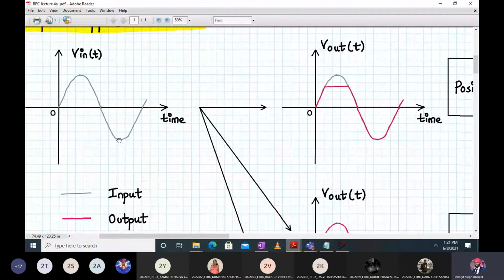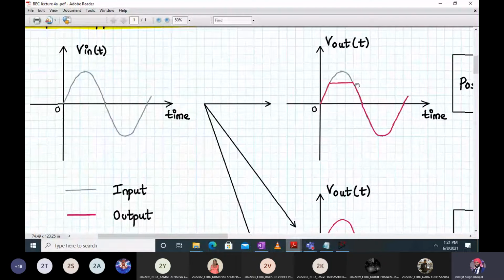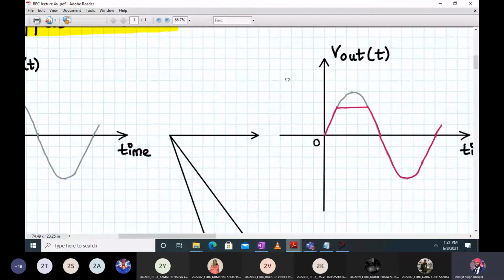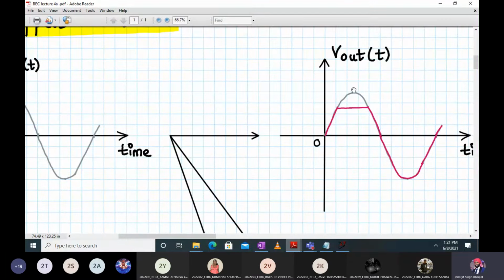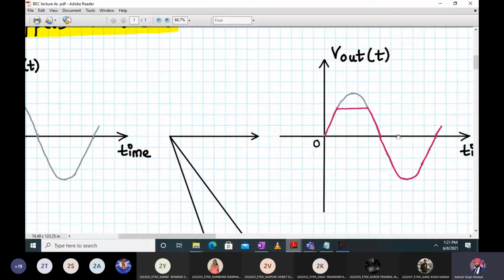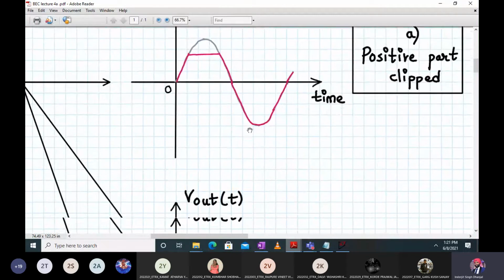Let's say you have a sinusoidal input waveform varying with respect to time. The output waveform might be like this. This dark pink color is my output waveform, and as you can see, it is clipping away a part of the waveform. Here the positive part of the output waveform is clipped. That is why we call it a positive clipper.